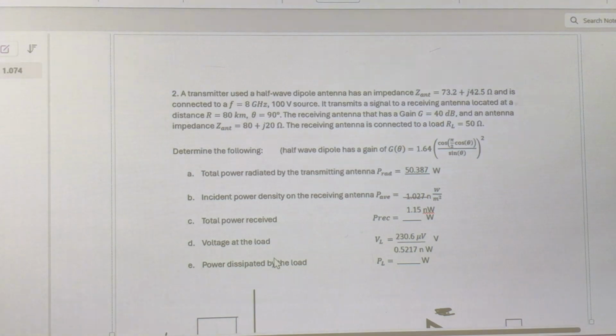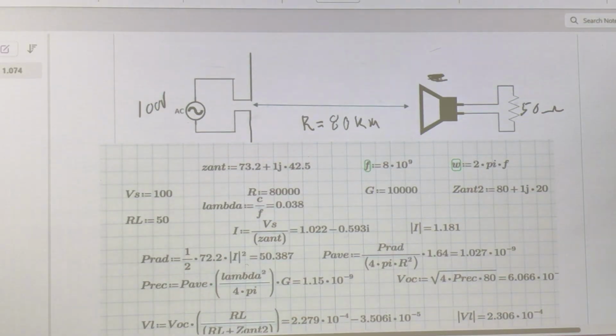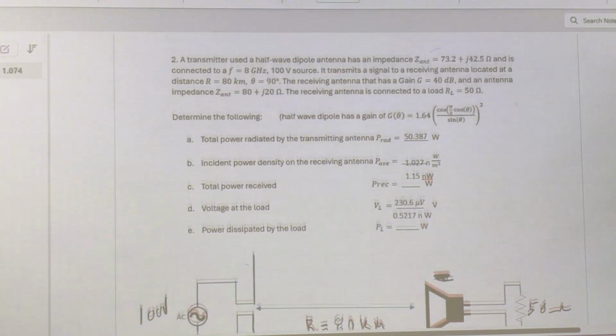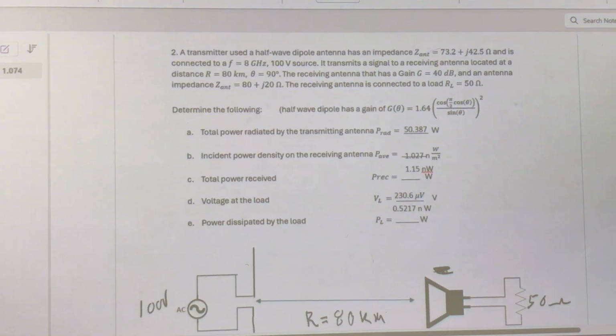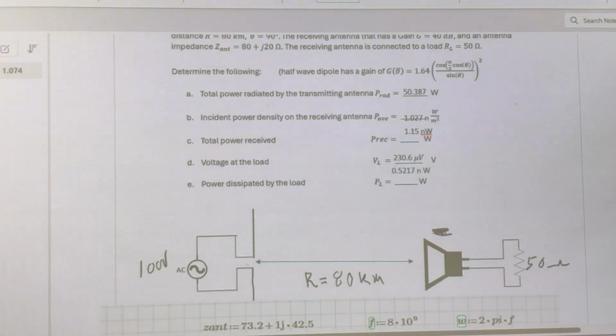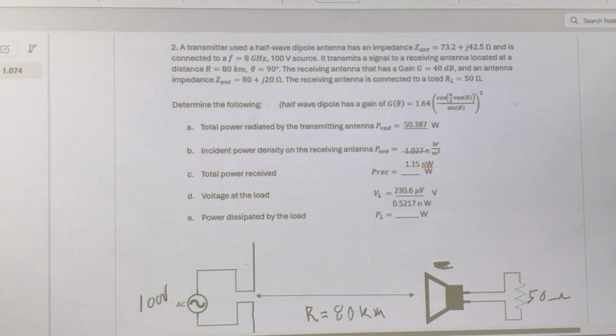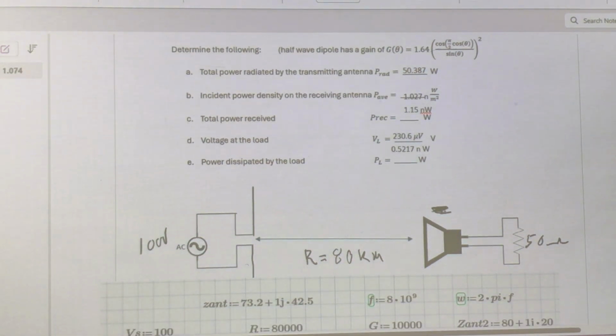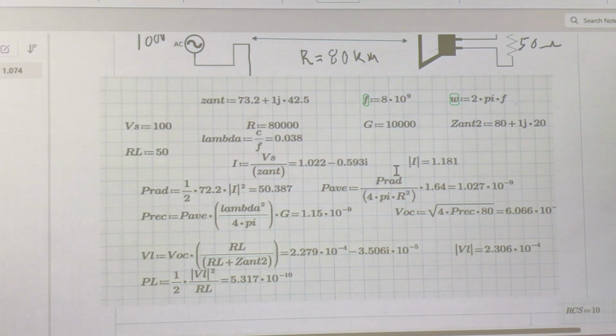So here we have two different antennas. For this one, I've got a 100-volt source, and I give you the impedance of the antenna that's transmitting, 73.2 plus j 42.5. First thing, I'm going to get the current. There was no series resistance, so it's just 100 volts over the magnitude of Z antenna. All right, once I have that current, I need the magnitude of that current.